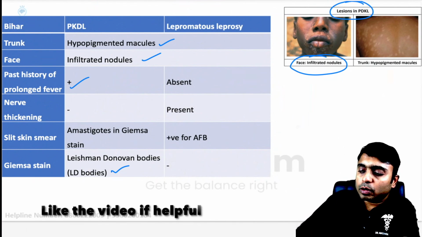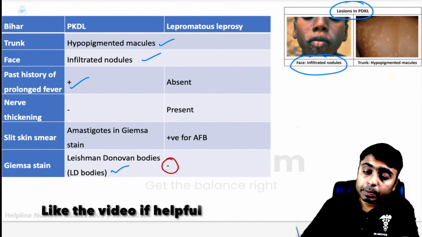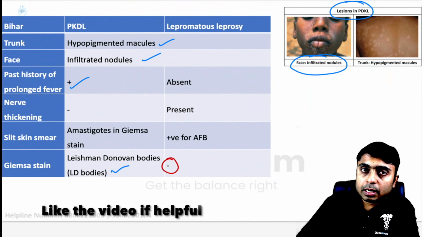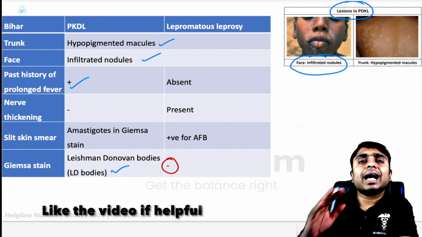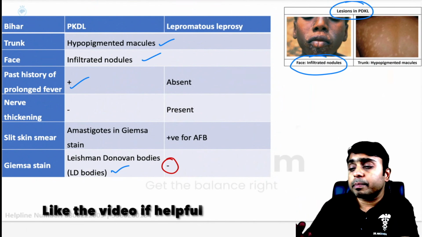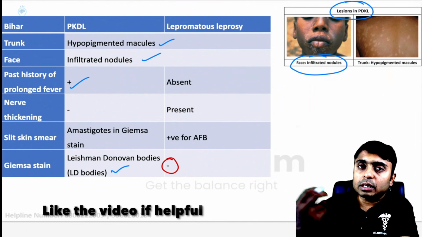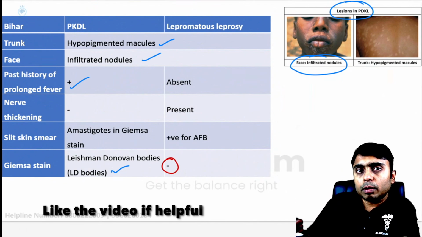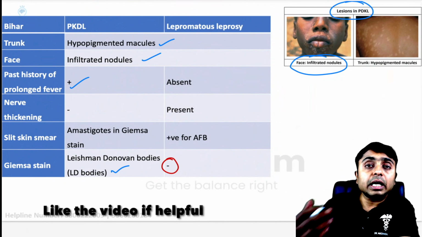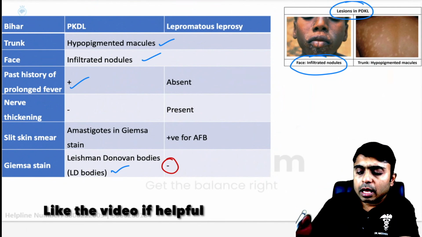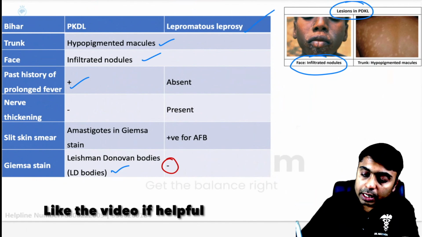And they are not going to be seen in lepromatous leprosy. Whereas in lepromatous leprosy, thickening of the nerves, nerve abscess can be given, or there can be mention of a claw hand due to the sensory and motor involvement. These changes can be there. Trophic ulcers, lagophthalmos, exposure keratitis, all this can be mentioned in lepromatous leprosy. Okay.